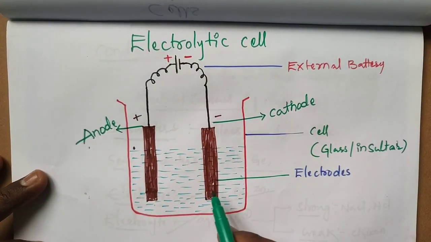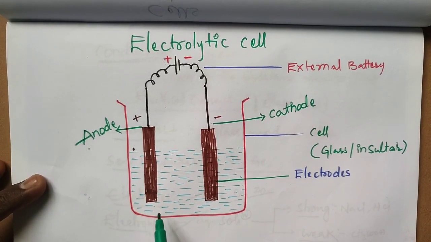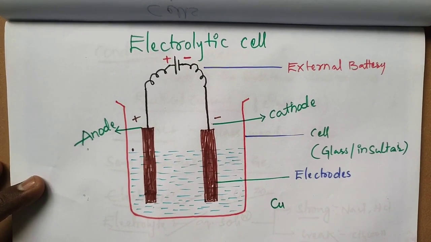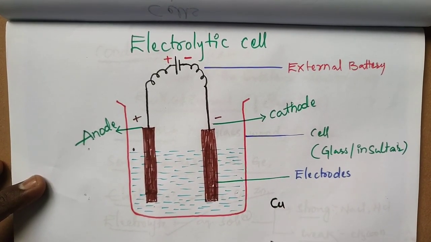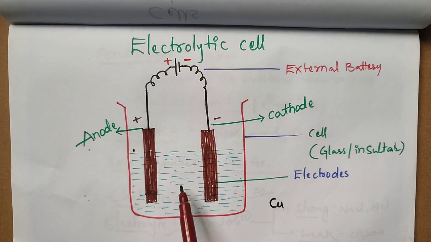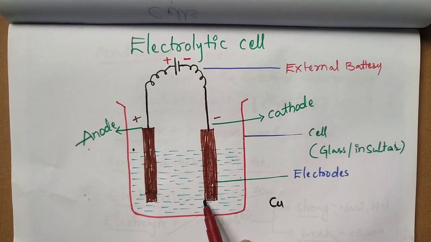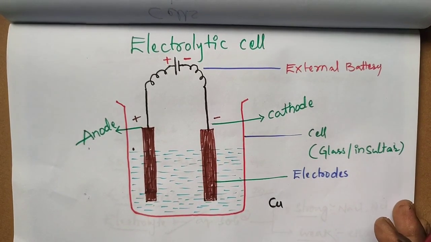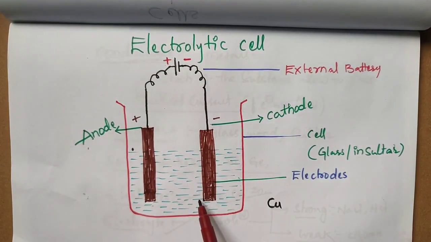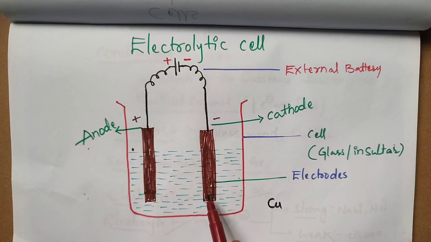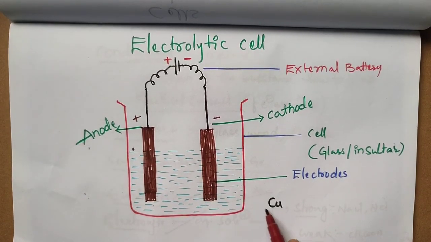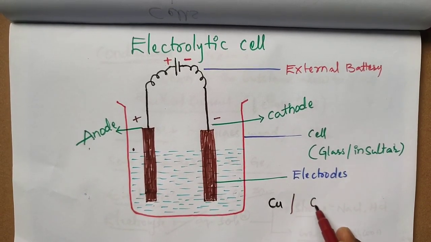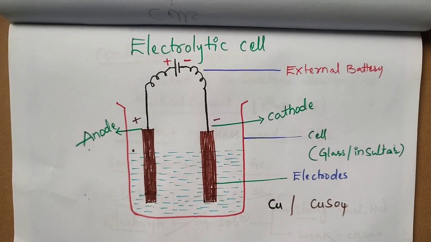Okay, cathode. For example, we take electrodes made with copper material. Both electrodes are made with copper material. The cell reaction takes place using the electrodes and an aqueous solution, a salt solution. The electrodes are placed in the salt solution we take, and the electrolyte in this solution is CuSO4.